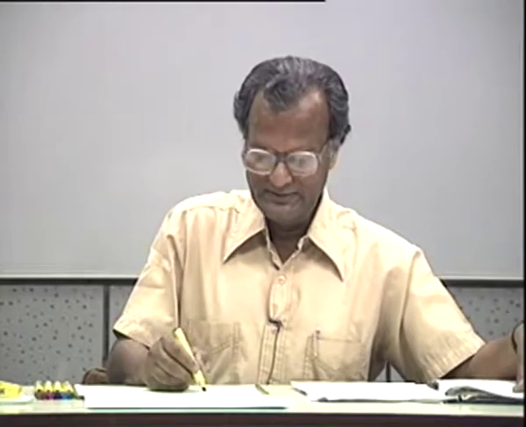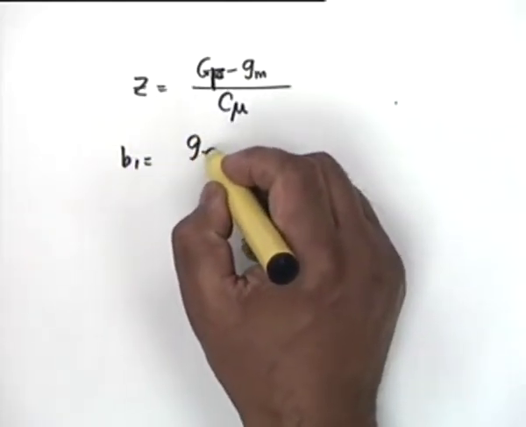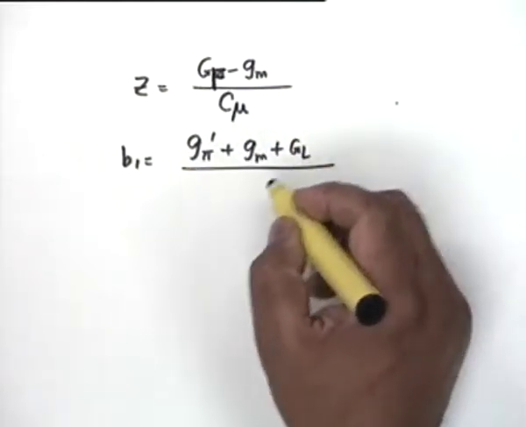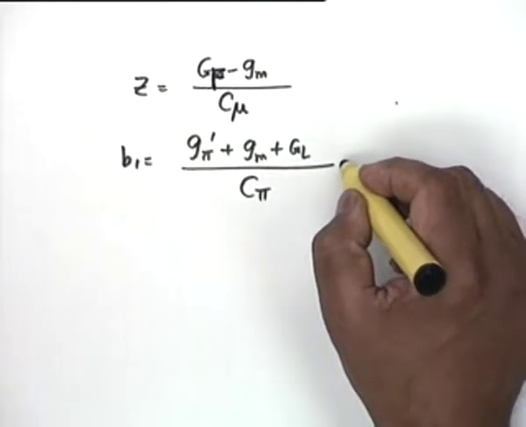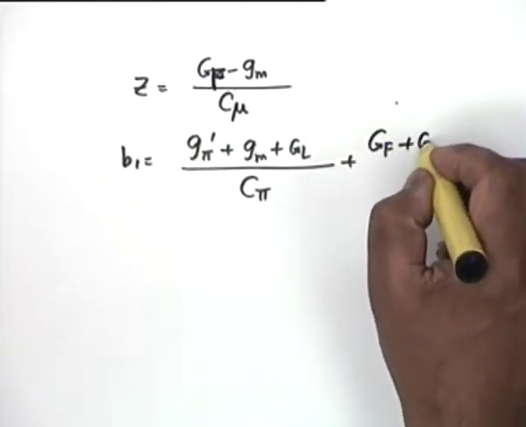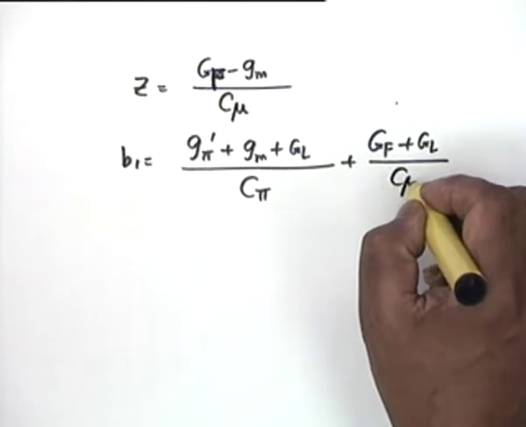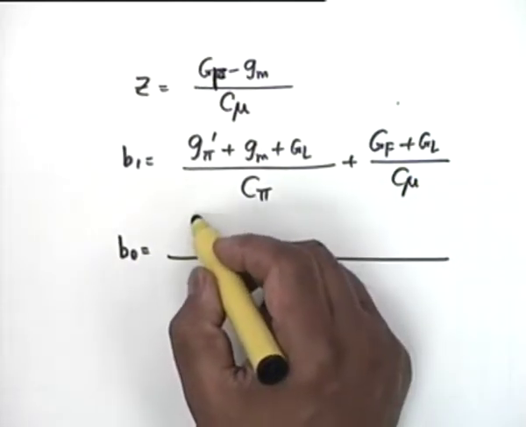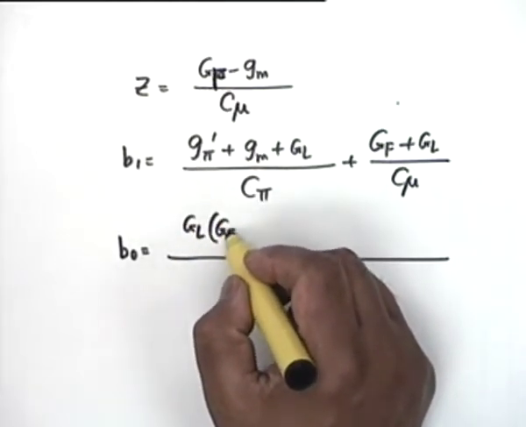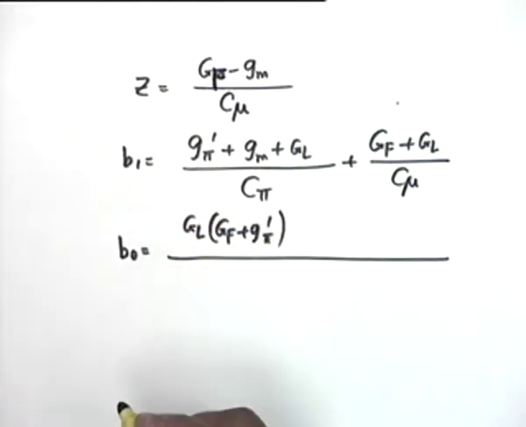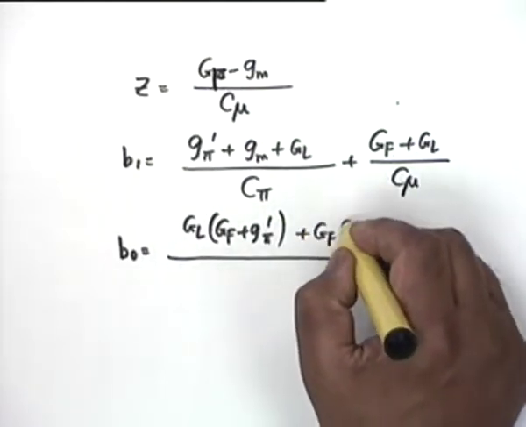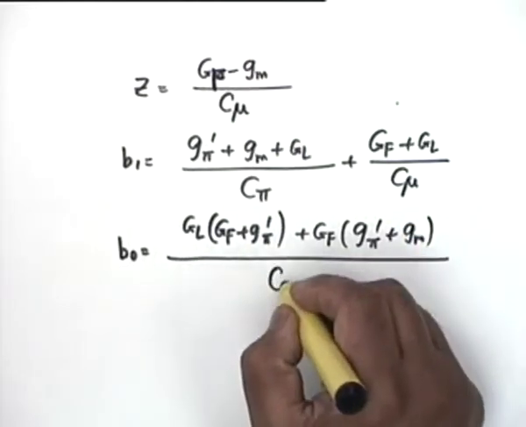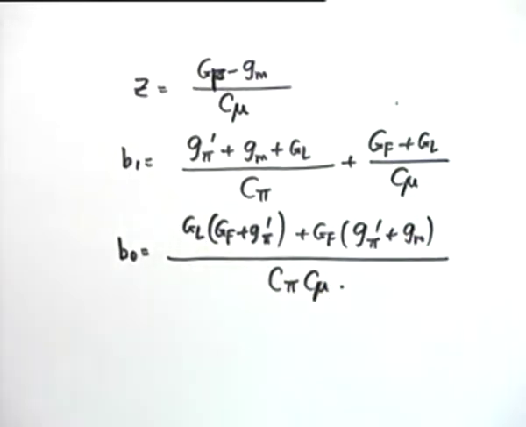Okay, b1 is equal to (G pi prime plus GM plus GL) divided by C pi plus (GF plus GL) divided by C mu, and b0 is equal to, there is some algebra which you would do to get this result, GF plus G pi prime plus GM, all divided by C pi C mu.